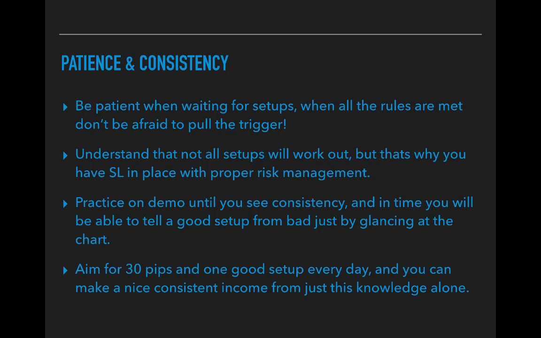Aim for 30 pips, okay, and one good setup every day, okay. That's really all you need, okay. And then you can make a nice consistent income from this, just from this knowledge alone, okay. Not just trading M's and W's. Forget about all the other stuff, right? All the other continuation trades and the different types of trades that you can learn from the market maker method. Just the M's and W's really can make you a nice consistent income if you just focus on one good setup and 30 pips a day, okay?